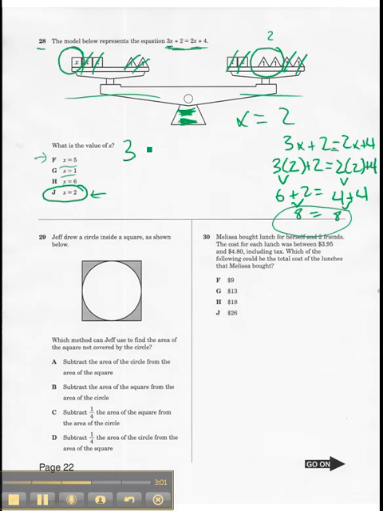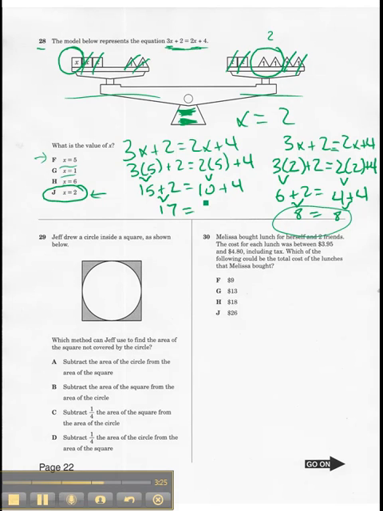So I'm going to again rewrite the original equation, 3x plus 2 equals 2x plus 4. I'm going to substitute in x equals 5. 3 times 5 plus 2 equals 2 times 5 plus 4. 3 times 5 is 15 plus 2 equals 2 times 5 is 10 plus 4. 17 equals 14. 17 does not equal 14, and that's how we know x does not equal 5.